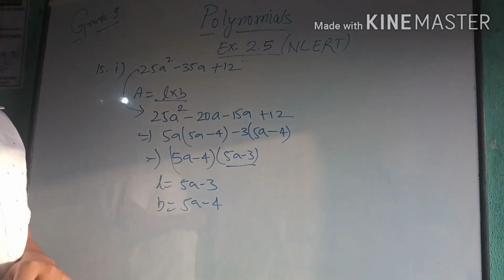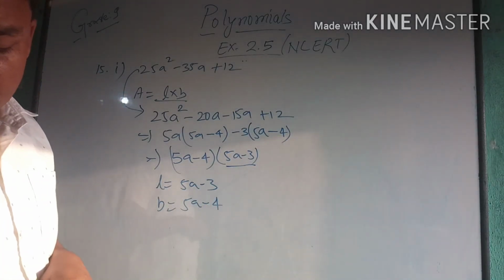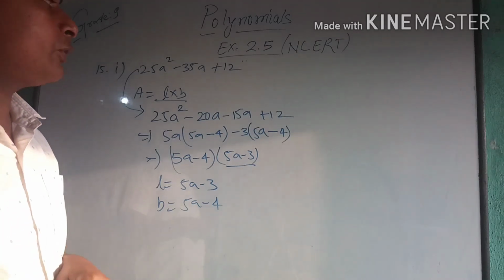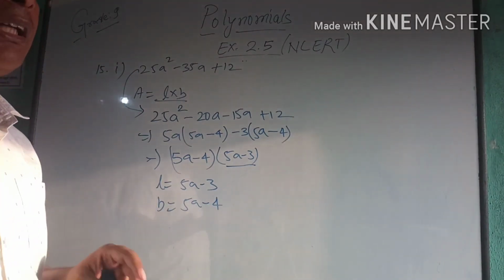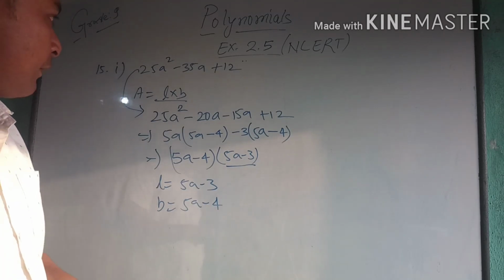Similarly, if we go for the second part, we have to factorize 35y square plus 13y minus 12, and the question is similar. We have to simply factorize them into two terms.